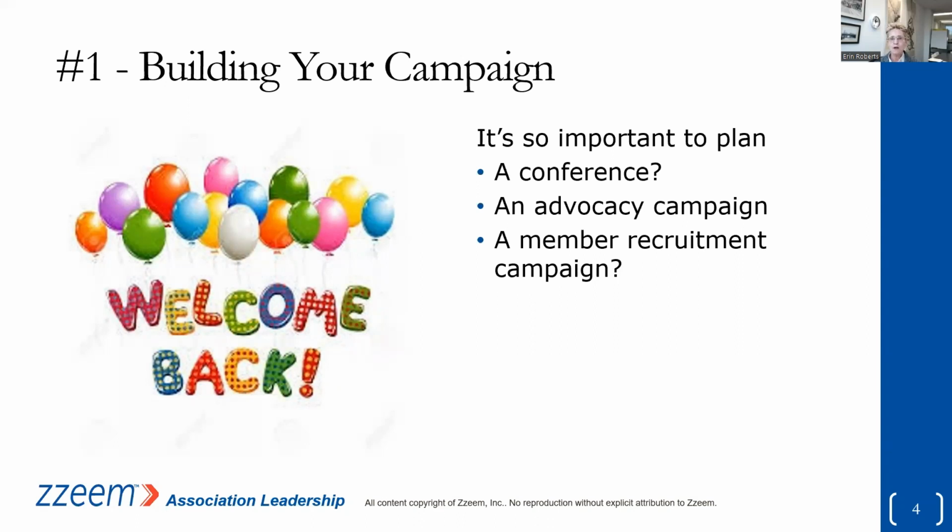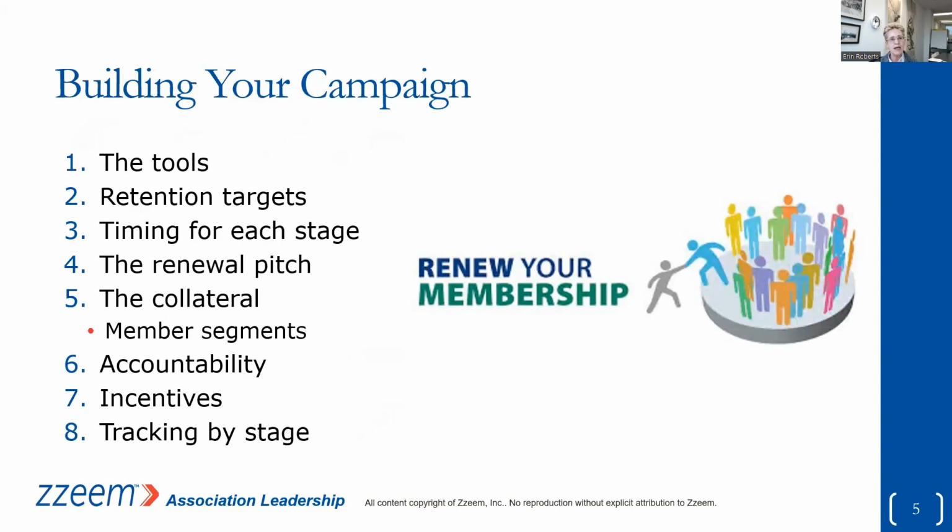So let's talk about what the process is of building your campaign. Really, there's 8 elements of it. Number one, make sure that you got your tools organized right from the beginning. And we'll talk about what that is in a minute. Make sure you know what you're shooting for. What is your retention target? What are we trying to accomplish here as an association?